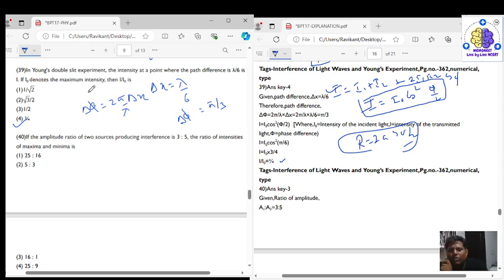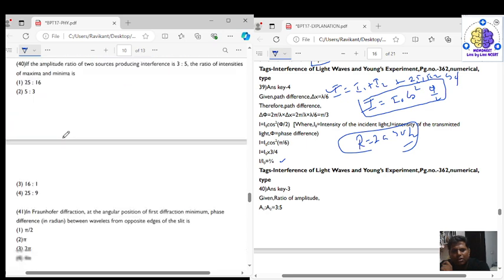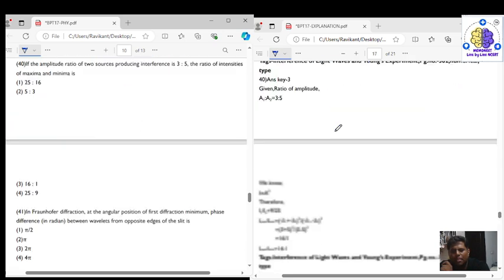Using the basic formula which we have to use here, that is I is equals to I1 plus I2 plus 2 root I1 I2 cos phi, right? Now let's see question number 40.